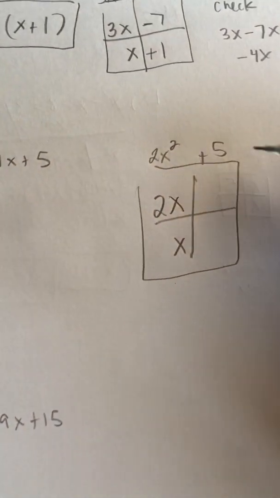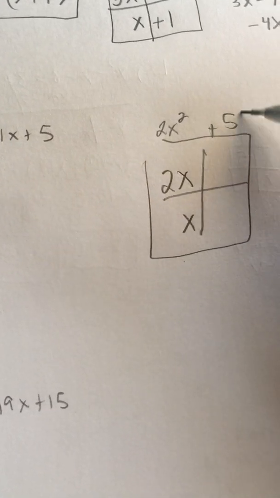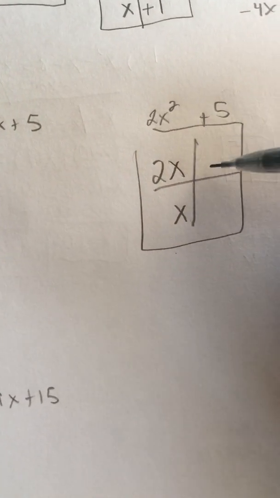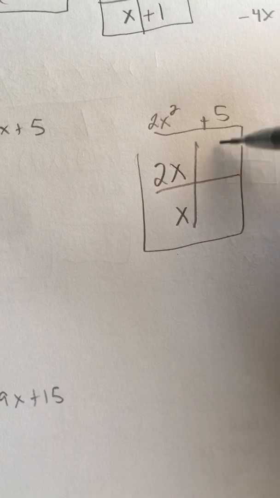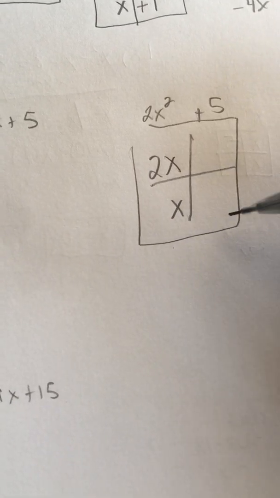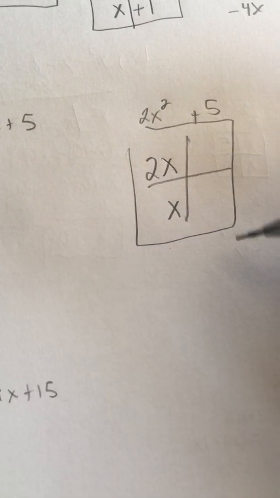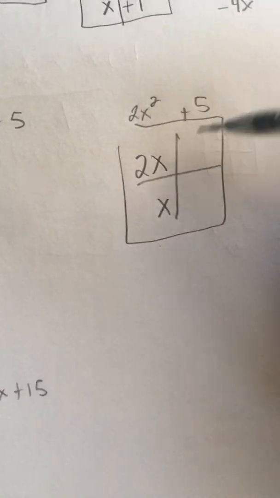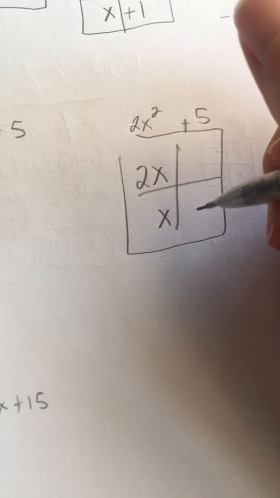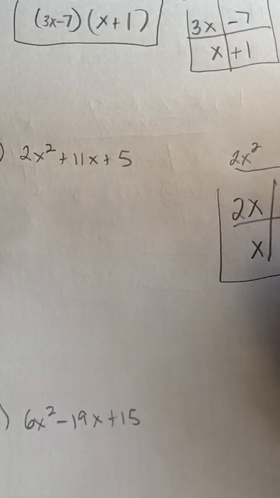Now I need 11 for my middle. So the only numbers that multiply to give me 5 are 5 and 1. But where do I want to put the 1 and where do I want to put the 5? If I put the 5 here, my diagonal is 10. If I put the 5 here, my diagonal is 5x. I think I want to put the 5 here because I want to try to get to 11.